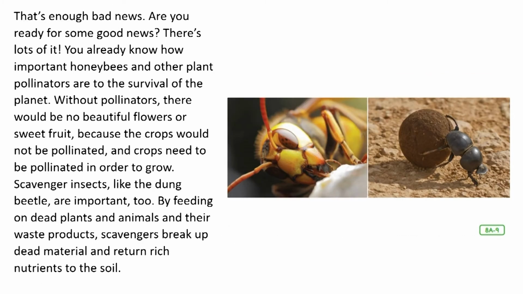That's enough bad news. Are you ready for some good news? There's lots of it. You already know how important honeybees and other plant pollinators are to the survival of the planet. Without pollinators, there would be no beautiful flowers or sweet fruit because the crops would not be pollinated, and the crops need to be pollinated in order to grow. Scavenger insects like the dung beetle are important too. By feeding on dead plants and animals, and their waste products, scavengers break up dead materials and return rich nutrients to the soil.